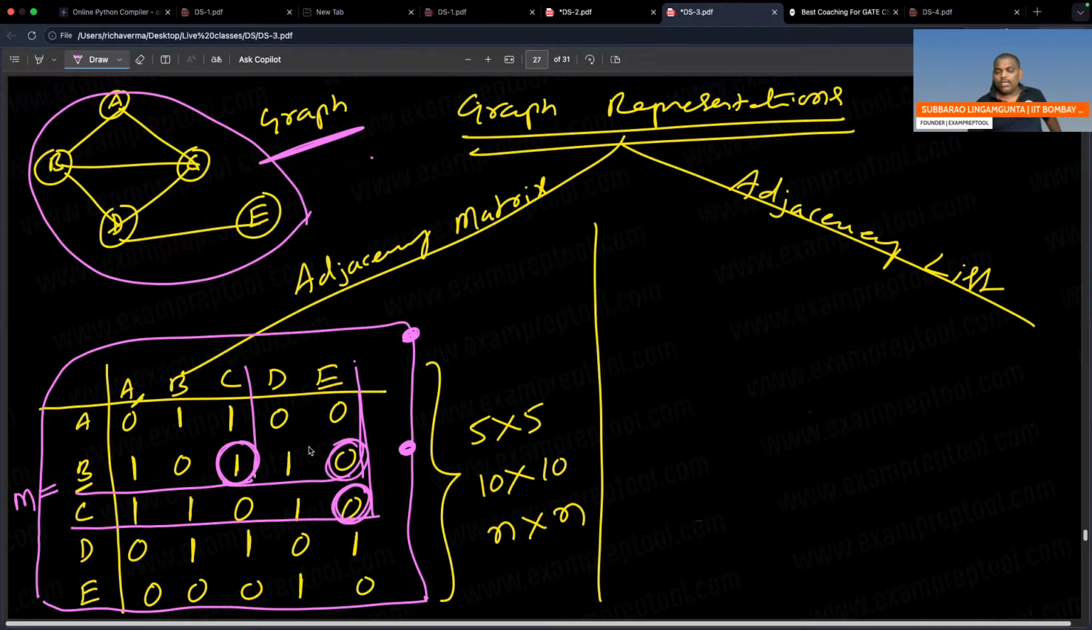So what I mean to say is, inside the computer, a graph will not be stored as a graph. Inside the computer, a graph will be stored as a matrix. Then how do you take a matrix inside the computer? 2D array.